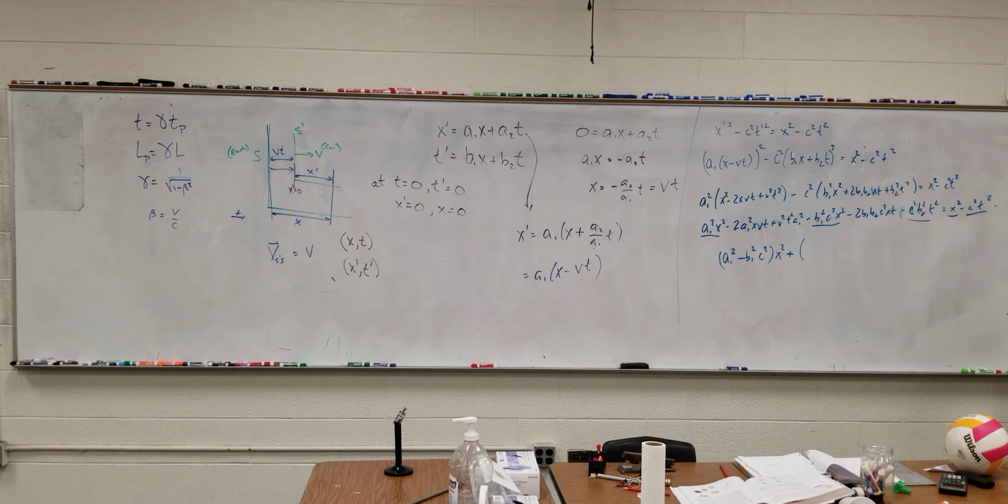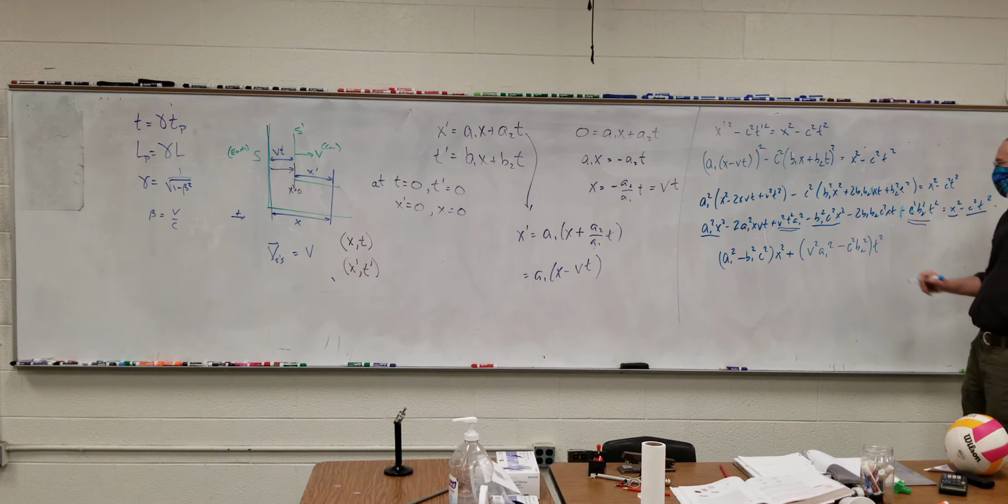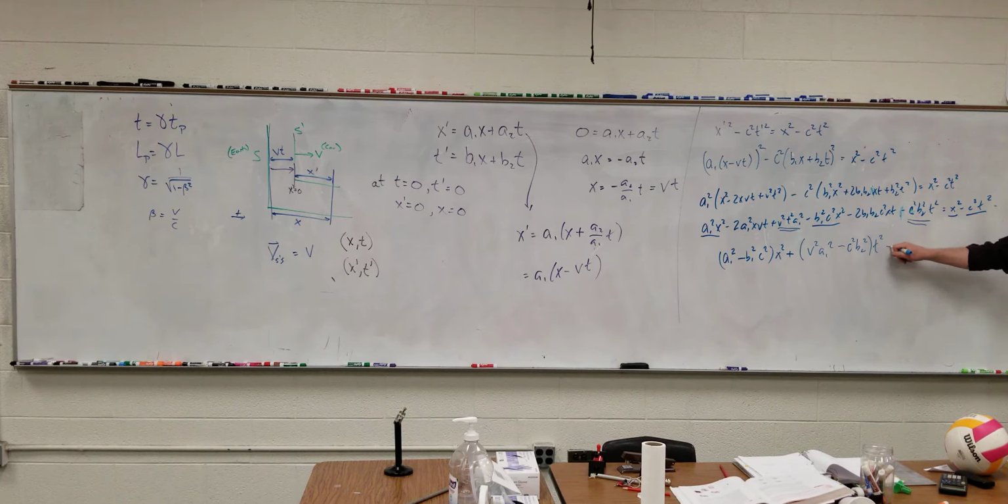Oh, I combined the wrong thing there. The t squared I want to combine. So I have a t squared here and a t squared here. So this becomes v squared a1 squared minus c squared b2 squared times t squared. And then everything that's left over plus negative 2a1 squared x vt.